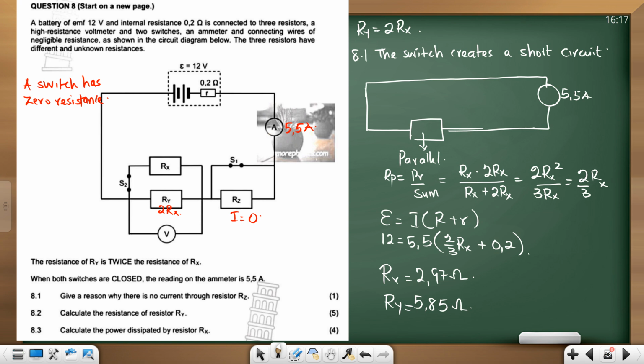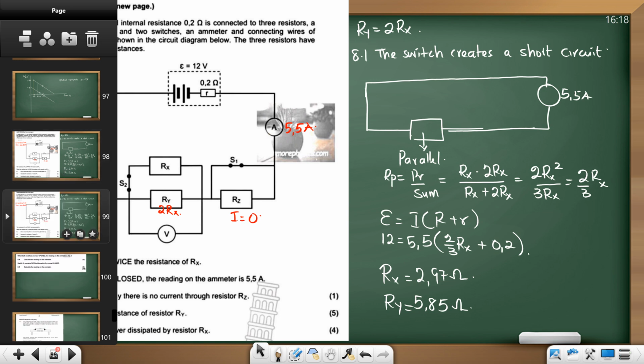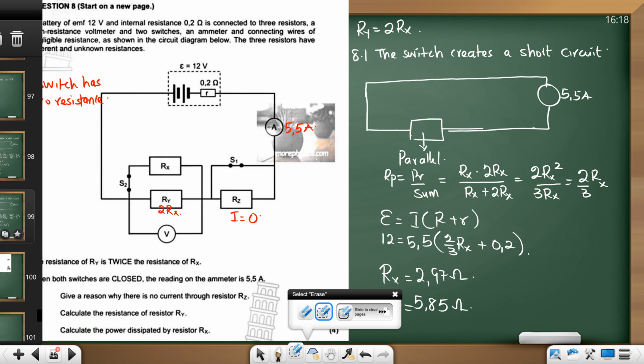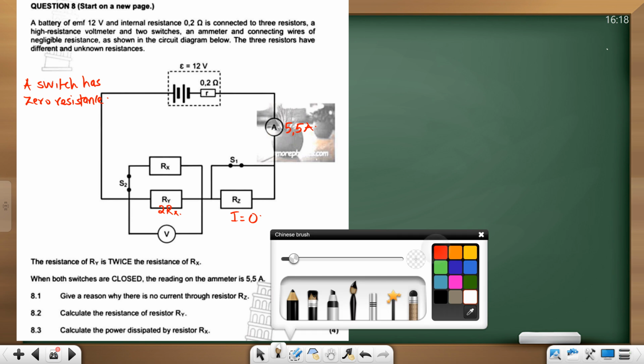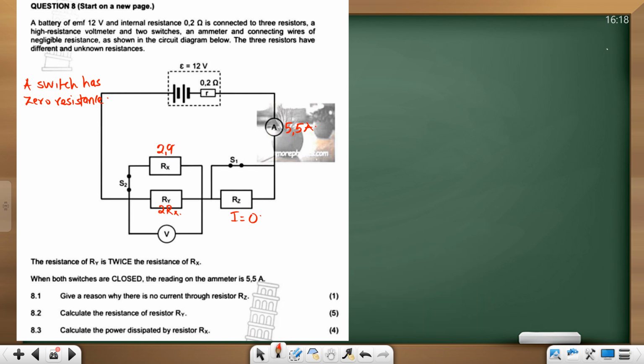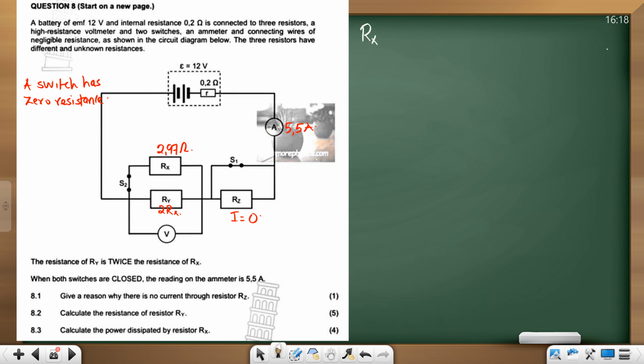Calculate the power dissipated in Rx. Guys, once you know the value, it's now easy to work. What do we know now? Let's quickly create a second page here and we move. Circuit is now done. No one should have issues with circuit again. So this is 2,97 ohms. What do we know, guys? How do we calculate power? We are looking for Rx. Power in Rx. How are we going to get that?